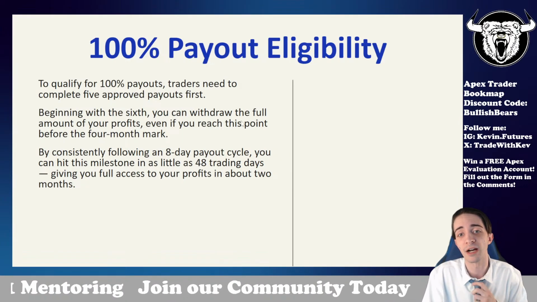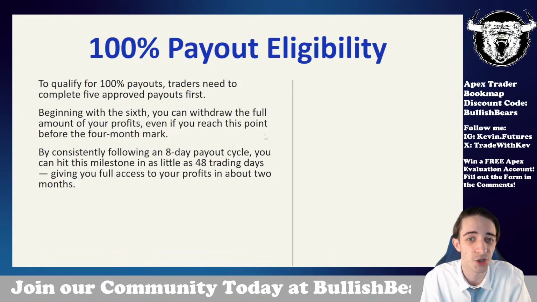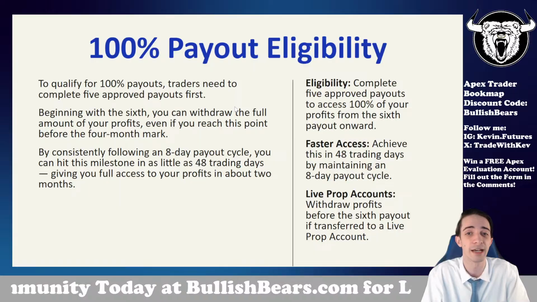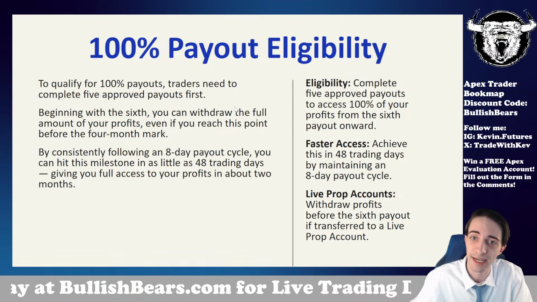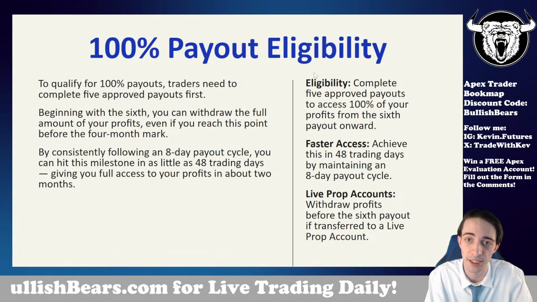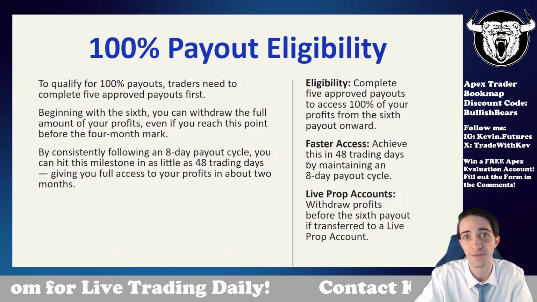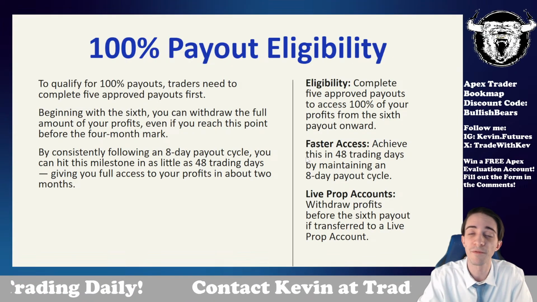By consistently following an 8-day payout cycle, you can hit the milestone in as little as 48 trading days, giving you full access to your profits in about 2 months. So they really cut it down for us. Eligibility, complete 5 approved payouts to access 100% of your profits from the 6th payout onward. So again, that's not just one time you could take out your full payout. You could then take your full profit anytime you have a payout on that account.